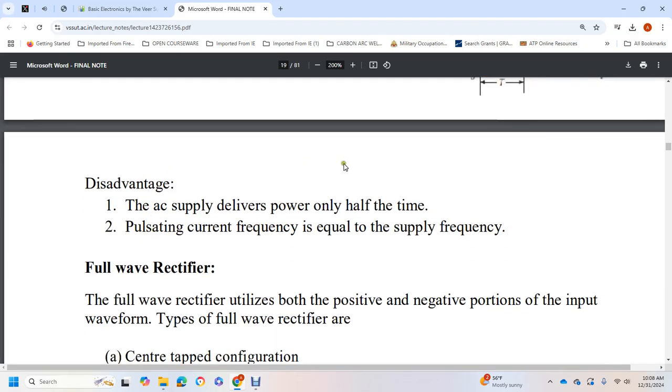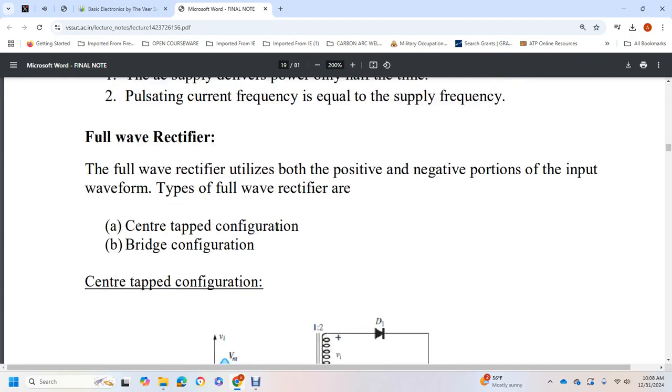Disadvantages: the AC supply delivers power only half the time. The pulsating output delivers power only half the time. The pulsating current frequency is equal to the supply frequency.